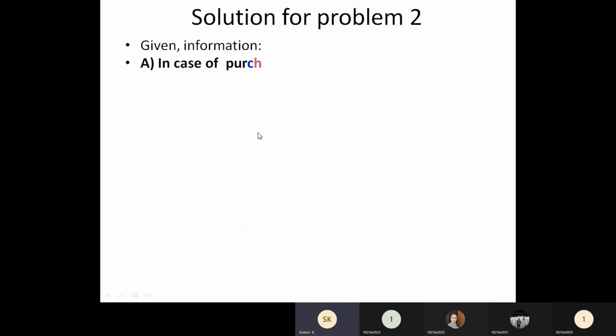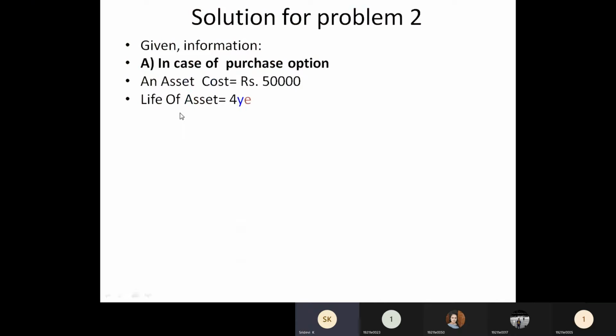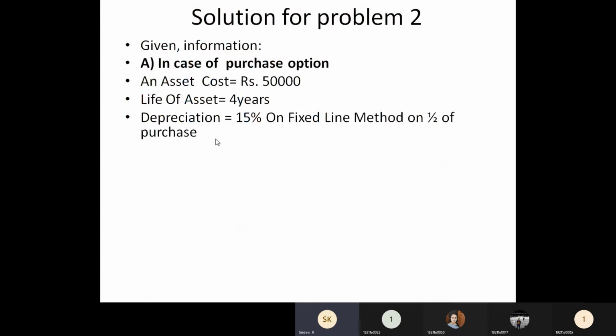Given information. In case of purchase option, what is the information that was given here? Asset cost, it is given 50,000 rupees. Life of the asset is 4 years. Depreciation, it is 15% on straight line method. And one condition is given that this depreciation is calculated on half of the purchase. Half of the purchase means half of the cost of asset will be taken for calculating the depreciation. Okay. And tax, it is 30%.